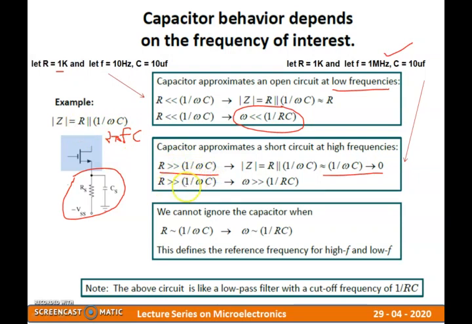Now, a slight adjustment: I bring omega over here and bring R over here. So now omega should be much greater than 1 by RC. That tells me the condition with respect to high frequency. So when I say high frequency, my frequency should be much larger than 1 by RC. When I say low frequency, my frequency must be much smaller than 1 by RC. These are the two cases that define low frequency and high frequency. Now when both R and 1 by omega C are equal, then definitely we don't have any problem. Under that scenario, omega, or the frequency of operation, should be almost equal to 1 by RC. So this defines the reference frequency for both low and high frequency operations.